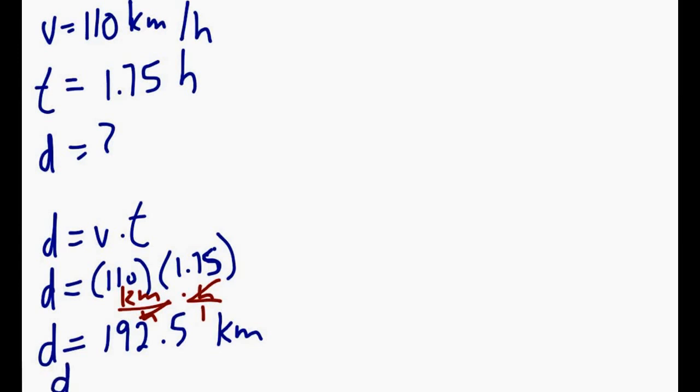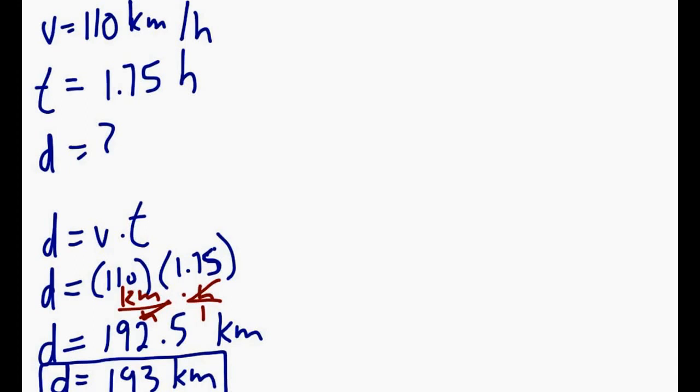So let's make sure we have our final answer rounded properly. If it's 192.5, we have 3 digits for the velocity, 3 digits for the time. So we'll round our final answer to 3 digits, so that would be 193. So 193 kilometers is our final answer for that one. All right, let's do maybe one more. Let's do a question where we're looking for time.